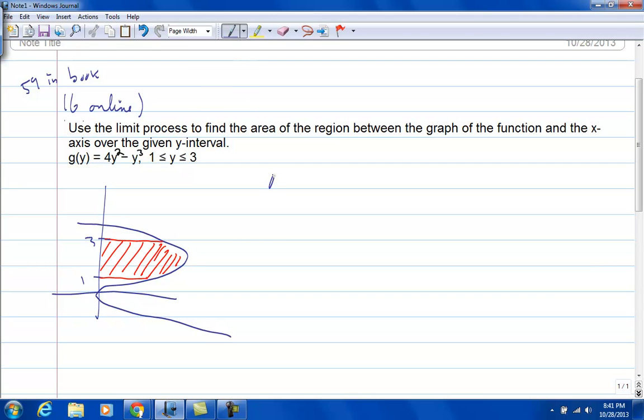First we want to talk about our delta y, which is going to be 3 minus 1 over n, which is 2 over n. So yi is going to be the left part of the interval, or I should say the bottom part of the interval, 1, plus 2i over n. It starts at 1 and goes up by 2i over n, i being whatever interval we're talking about.